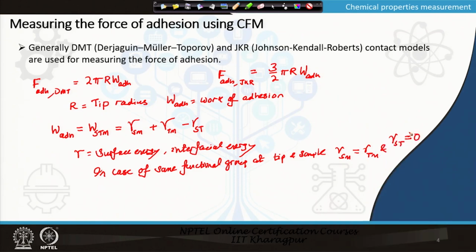So, by taking this into account, if we take a single functional group both at the tip and sample, we can measure these values, and thus after measuring this value we can also measure gamma ST. So, all these values can be measured using this equation either in the DMT model or in the JKR model, and the force of adhesion can be calculated with any functional group attached to either tip or the sample. This is about the force of adhesion measurements using chemical force microscopy.